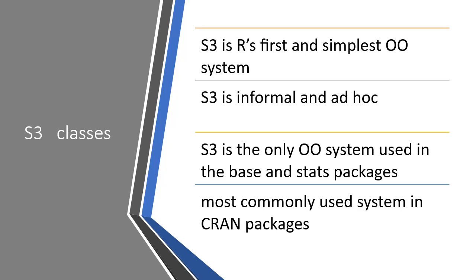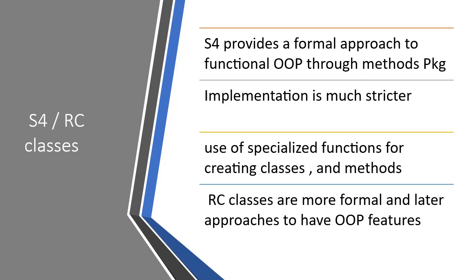S3 is R's first and simplest object-oriented system. S3 is informal and ad hoc. S3 is the only object-oriented system used in the base and stats packages, and it's the most commonly used system in CRAN packages. S4 is provided through the methods package. By default, it is attached in R. The underlying ideas are similar to S3, but implementation is much stricter, and use of a specialized function for creating classes and methods, etc. is provided for.